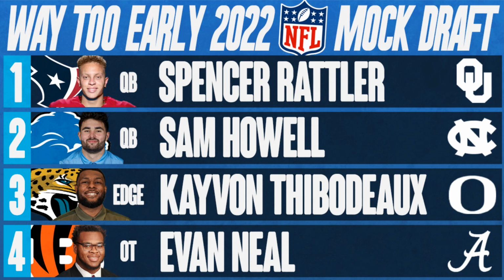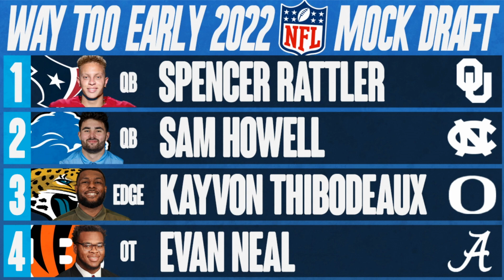We've seen it with Baker Mayfield. We've seen it with Kyler Murray. These guys have earned their way into being the number one overall quarterback and player selected. And in that Lincoln Riley offense, anything's possible. Spencer Rattler has the tools. It wouldn't surprise me to see the Texans take a quarterback. The Lions as well. I think Sam Howell is like the baby Baker Mayfield.